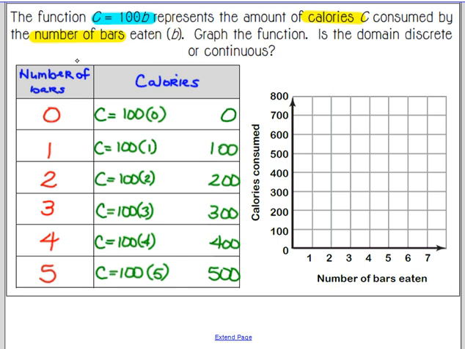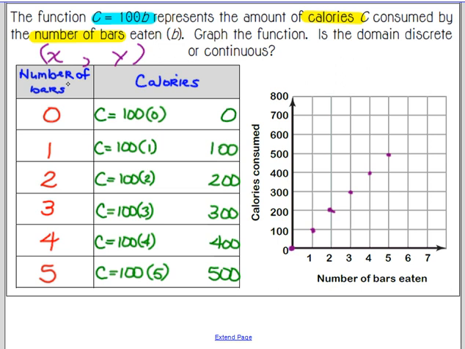And so if we have our x and our y to make up our ordered pair. So if we have 0 bars, we would have 0 calories. So a point here, a point at 1, 100, a point at 2, 200, at 3, 300, 4, 400, and 5, 500. So we have graphed the function, and so then it asks, is the domain discrete or continuous?